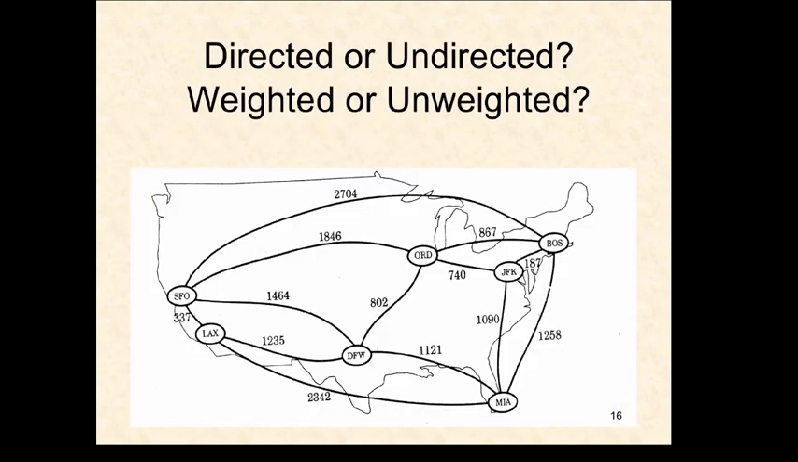Okay, so we've got our graph here from the earlier slide with our plane routes and our numbers. Since there are numbers on every edge, it must be a weighted graph. Since we don't see any arrows at all, it must be an undirected graph.